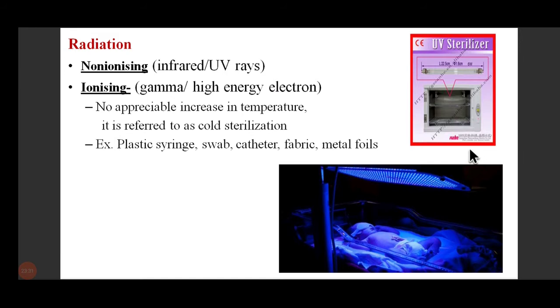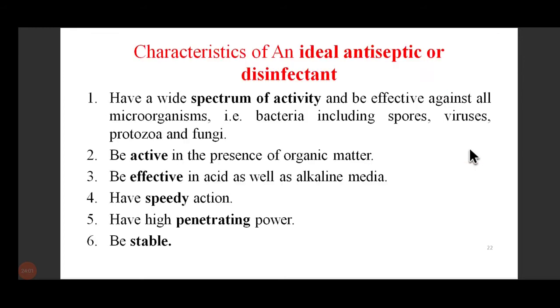For example, we are using it for sterilization of plastic, syringes, swabs, catheters, fabric, and metal foils. We use it for these because for plastics we cannot use heating methods for sterilization, so they are basically sterilized by ionization methods. All the swabs and syringes we use are disposable and one-time use. But if you look at the wrapper on those syringes, it is always written that it is sterilized by gamma radiation.